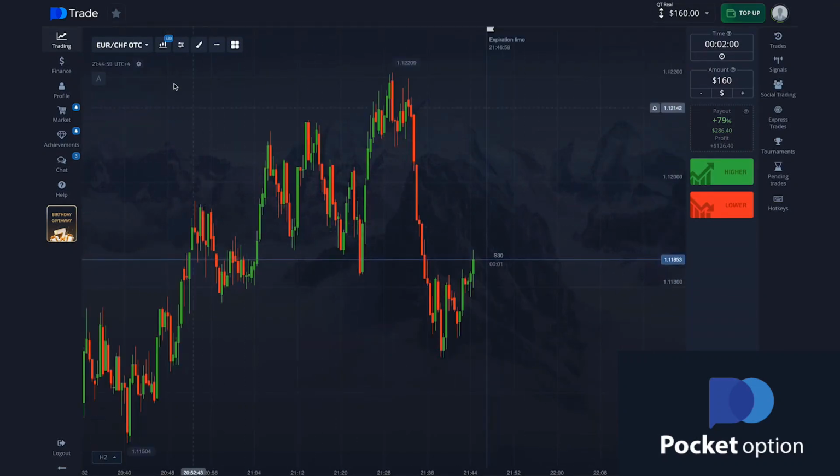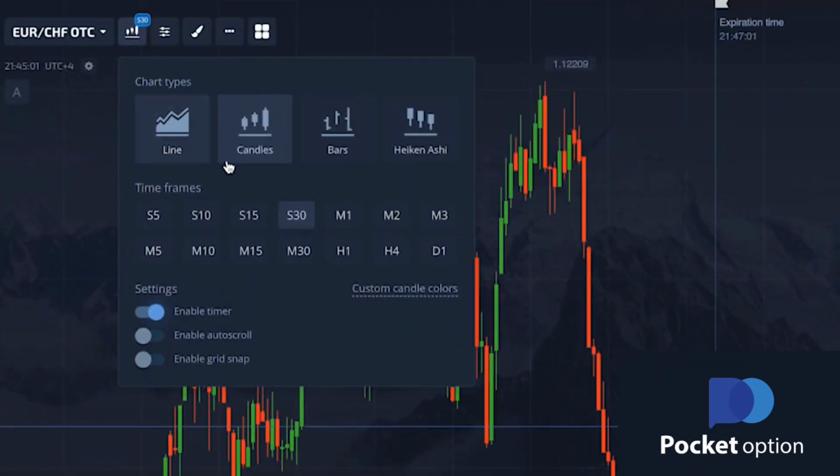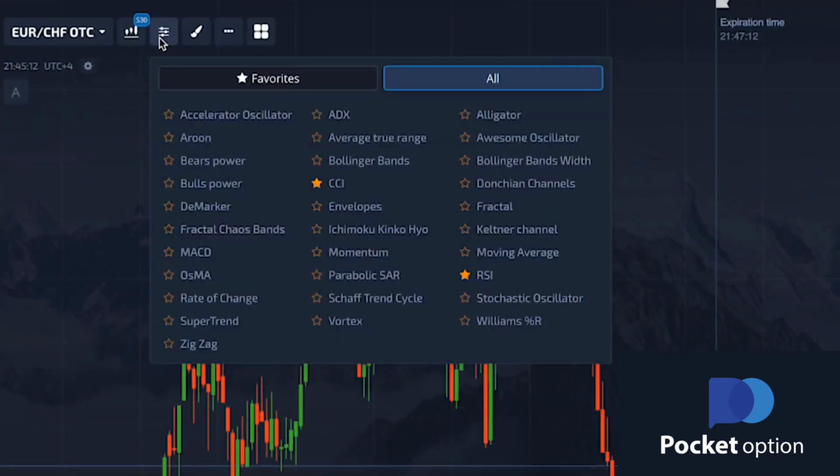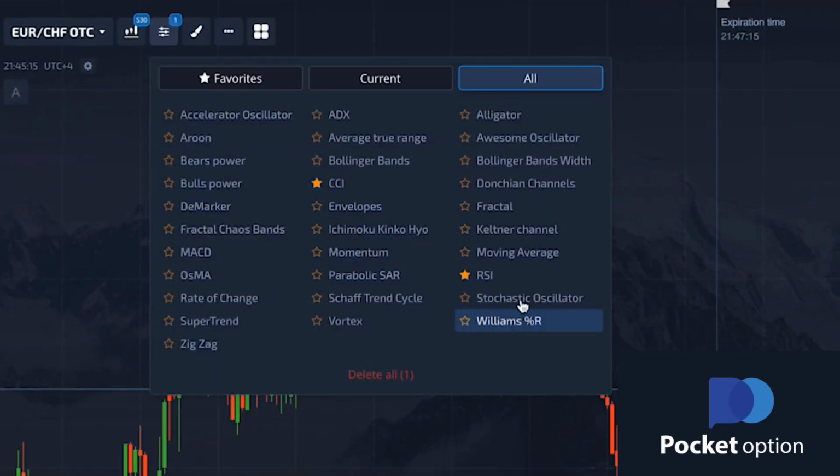First of all, let's set up the indicators. I will trade on classic candlesticks, time frame 30 seconds. Now let's go to the indicators tab and select the CCI and the RSI.